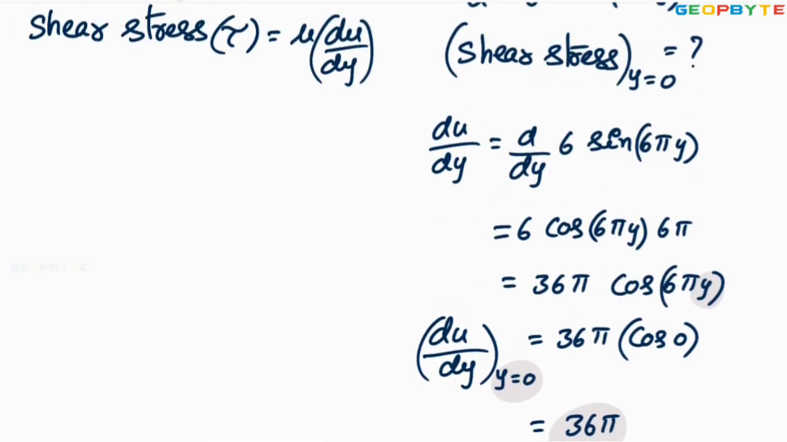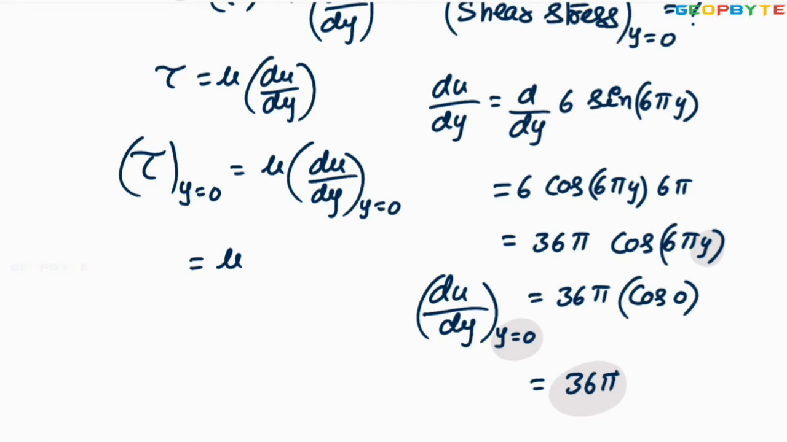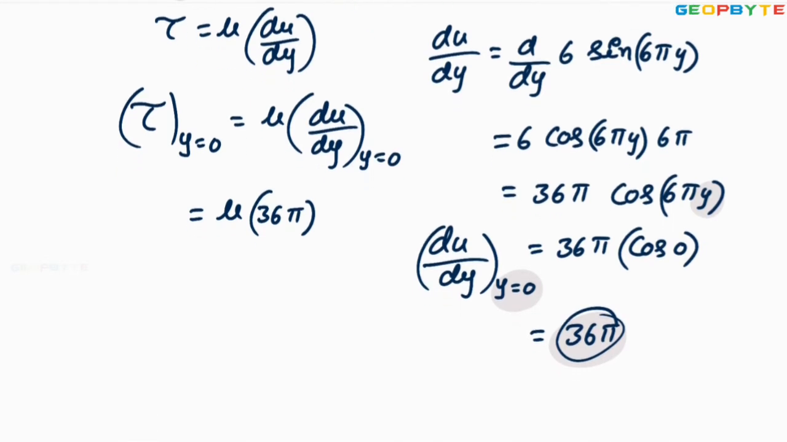But what is the shear stress? Look at the shear stress formula. Shear stress tau equal to mu into du by dy. Then shear stress at y equal to 0 equals mu into du by dy at y equal to 0, which is 36 pi. You simplify this value: 36 pi mu. That is the answer. So the shear stress at y equal to 0 meter is 36 pi mu.